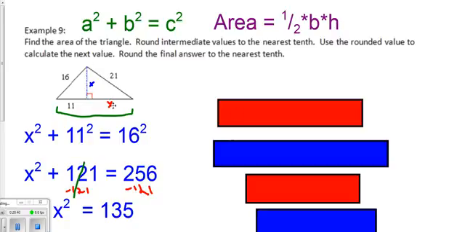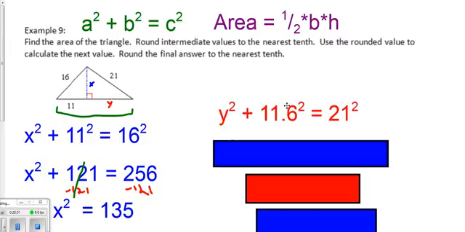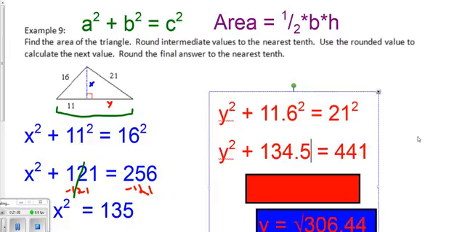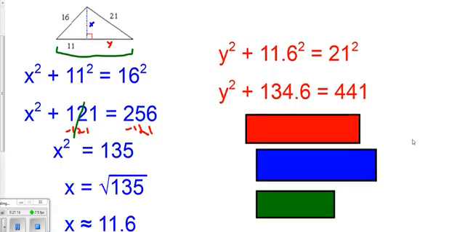Now we need to solve for y, this piece here. So we have a right triangle, hypotenuse of 21. This leg is 11.6. We need to find this missing piece. So we'd say y squared plus 11.6 squared equals 21 squared. Simplifying all that out, we get y squared plus 134.56 equals 441. Now we don't need to go this far out. We're only looking for tenths. So I guess we would round that to 134.6. So y squared plus 134.6 equals 441.